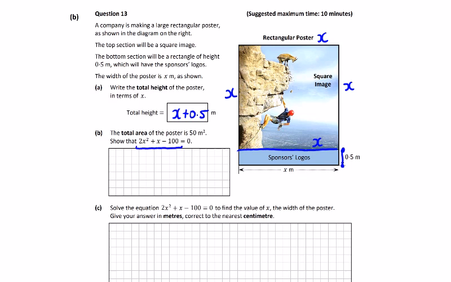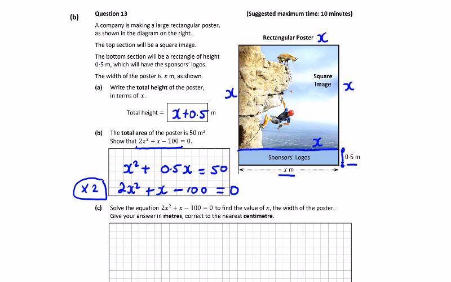Well, the total area of the poster is going to be x squared plus 0.5 by x. And if that's equal to 50, we need to multiply by 2 to get 2x squared plus x. And 50 by 2 will be 100, and if we bring it across, minus 100 is equal to 0. So just write down that you've multiplied it by 2.